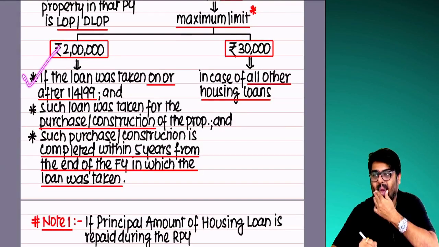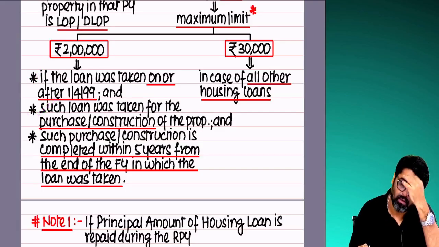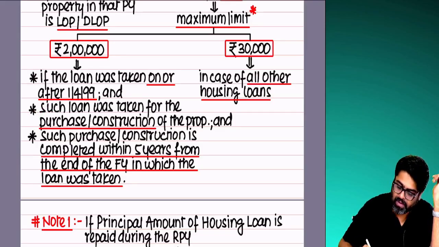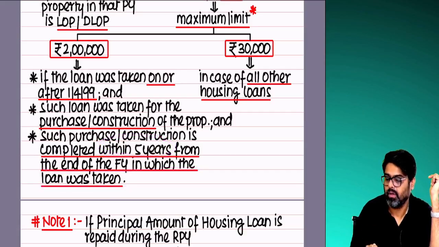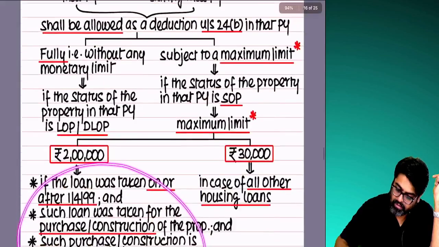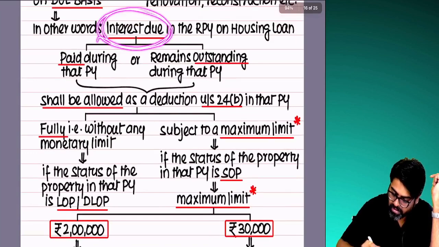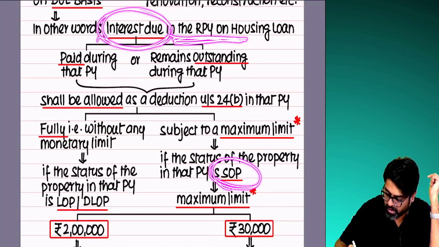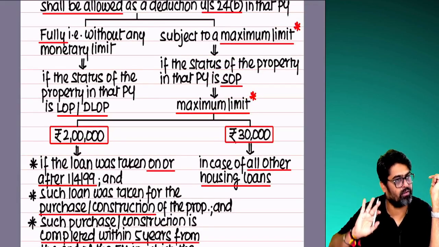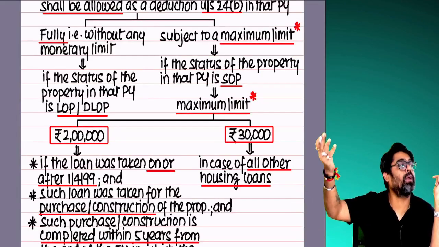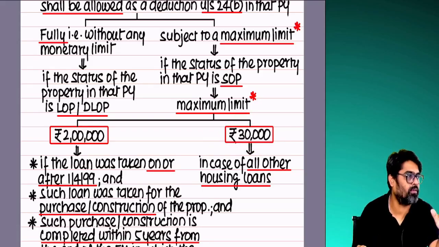Loan was taken on or after 1st April 99. Loan was taken for the purpose of purchase or construction, and such purchase or construction is completed within the prescribed period from the end of the financial year in which the loan was taken. If all the three conditions are fulfilled, then whatever interest becomes due during the relevant previous year for your SOP will be allowed subject to a maximum limit of 2 lakhs. Otherwise, in all the other cases of housing loans for SOP, you are going to take the 30,000 limit. Will you remember this?